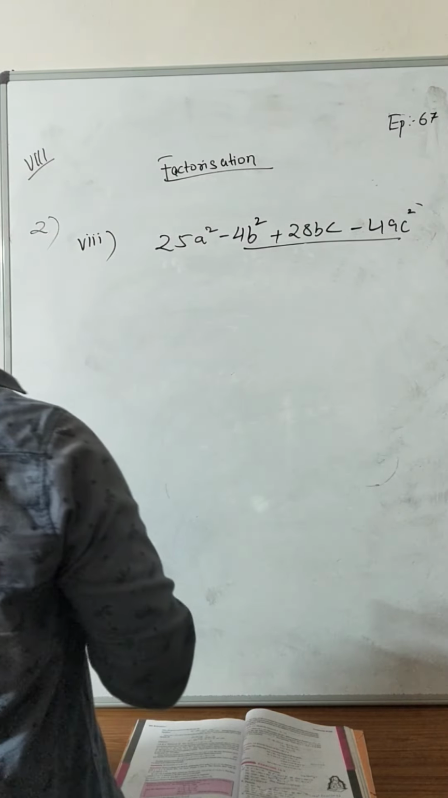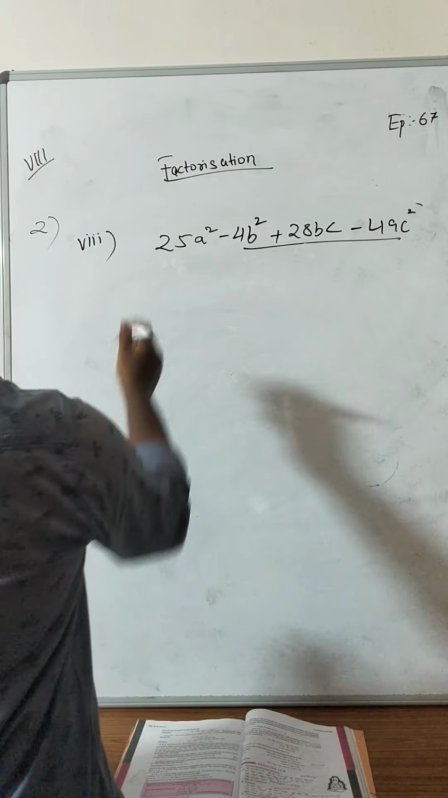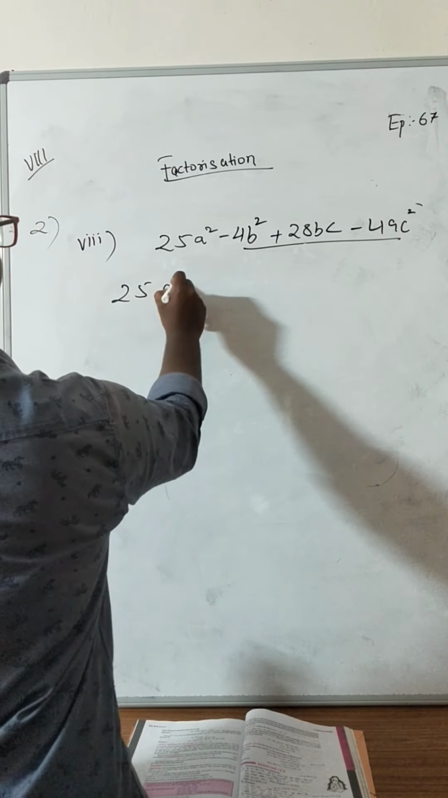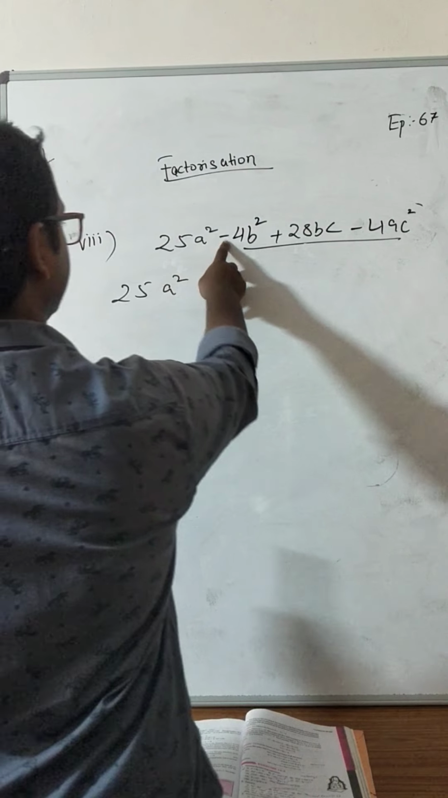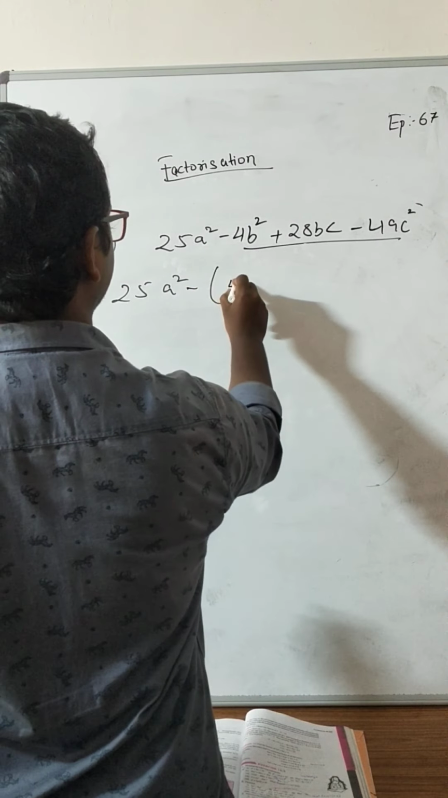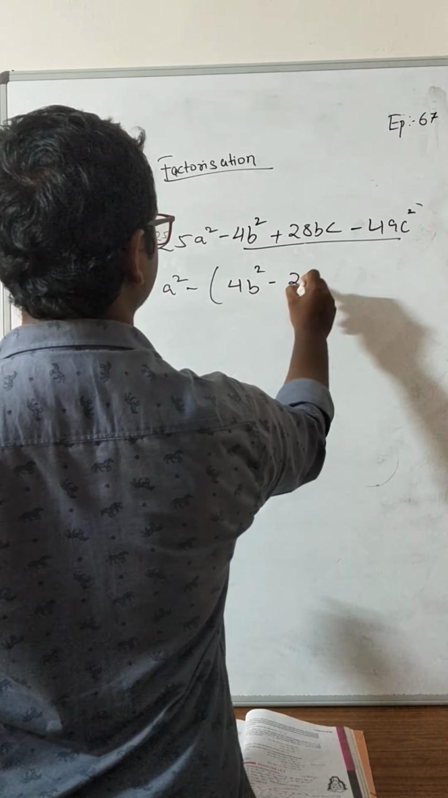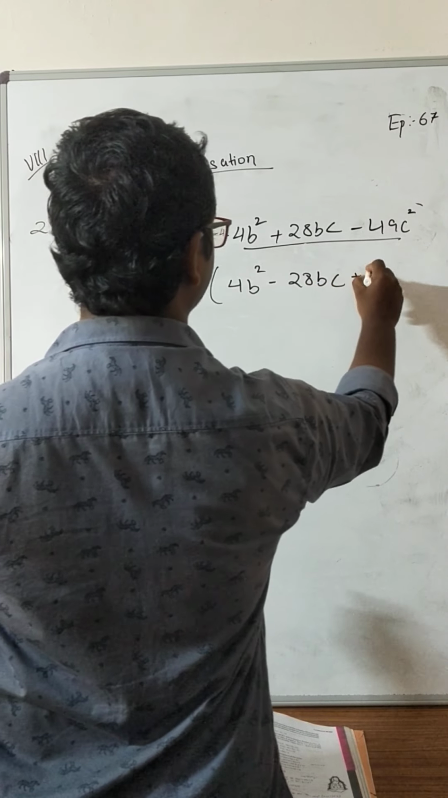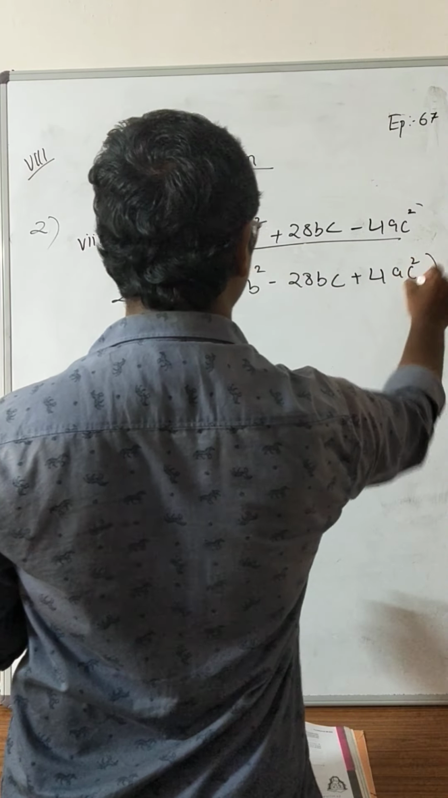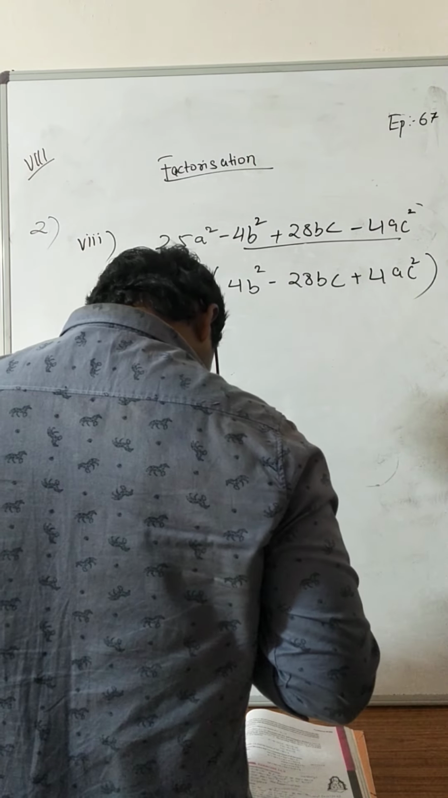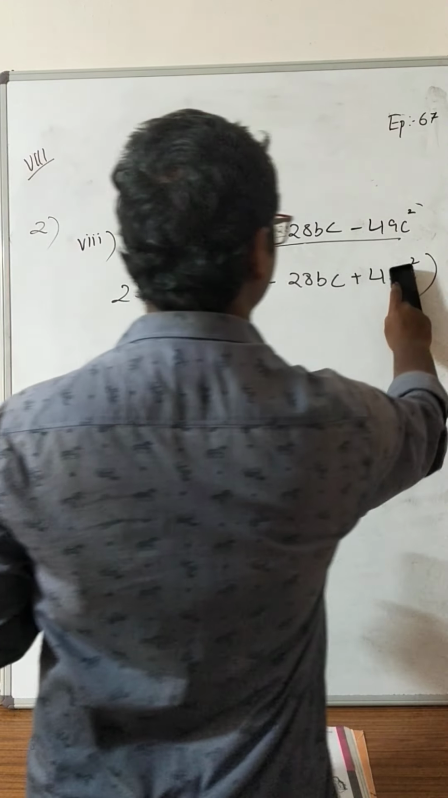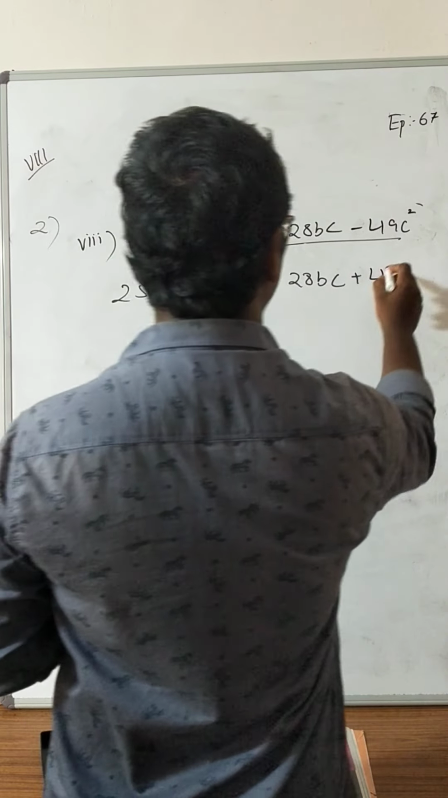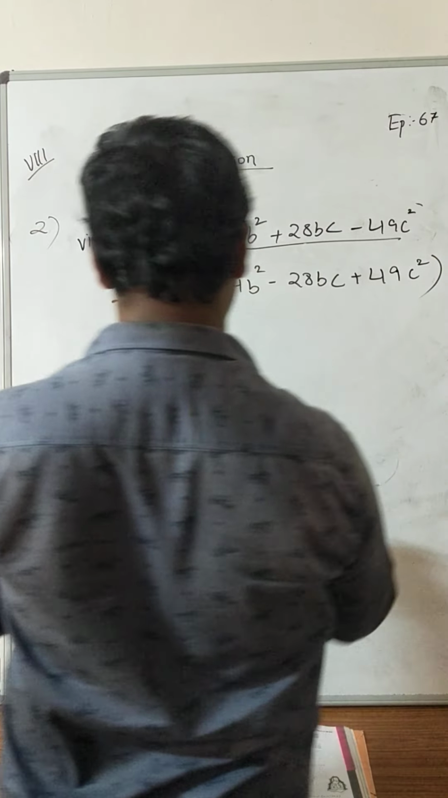Okay. Now see here. 25a square. This minus I am taking outside. Then in the bracket I will have 4b square. This will become 28bc. This will become 4c square, 49c square. Sorry, 49c square.